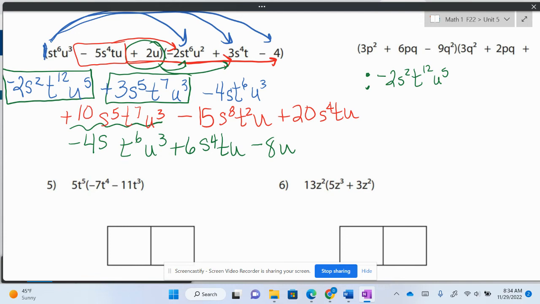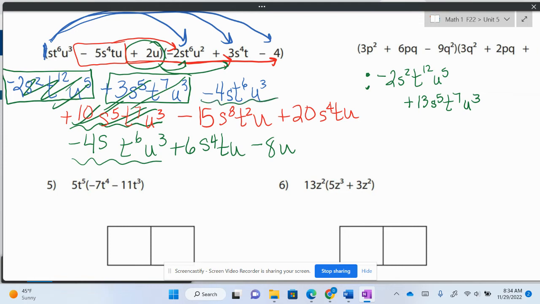Yay or nay? Okay, so a positive 3 and a positive 10 become positive 13 s to the 5th t to the 7th u cubed. So we've taken care of this and this and this. Are there any s t to the 6th u cubed? Yes, this is also an s t to the 6th u cubed. So I have a negative 4 s t to the 6th u cubed and negative 4 times s t to the 6th u cubed. So negative 4 and negative 4 become negative 8 s t to the 6th u cubed. And I'm going to scribble this one out and this one out.